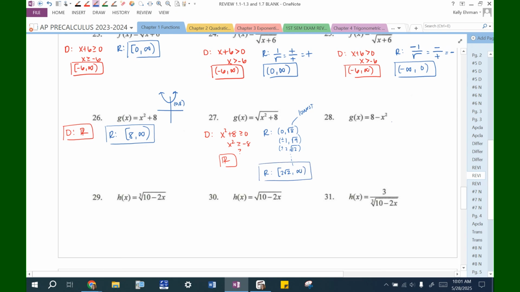What if it's 8 minus x squared? So that graph has been shifted up 8, but now it opens down. So the domain is still all real numbers. The range is negative infinity up to positive 8, including positive 8.